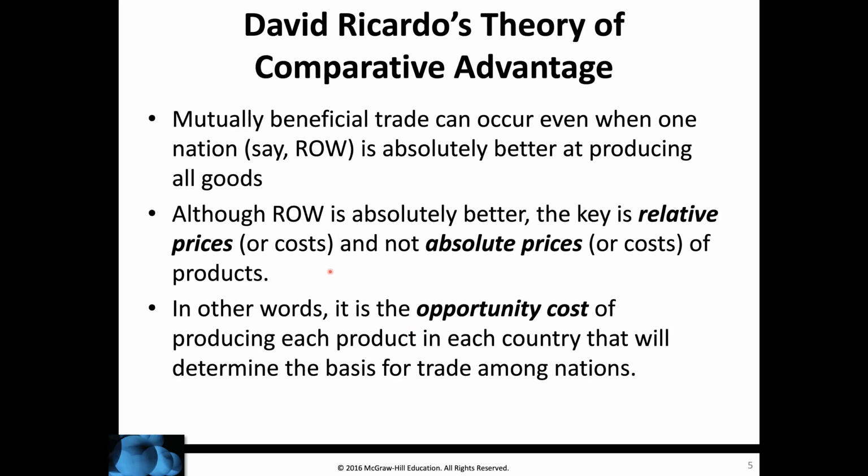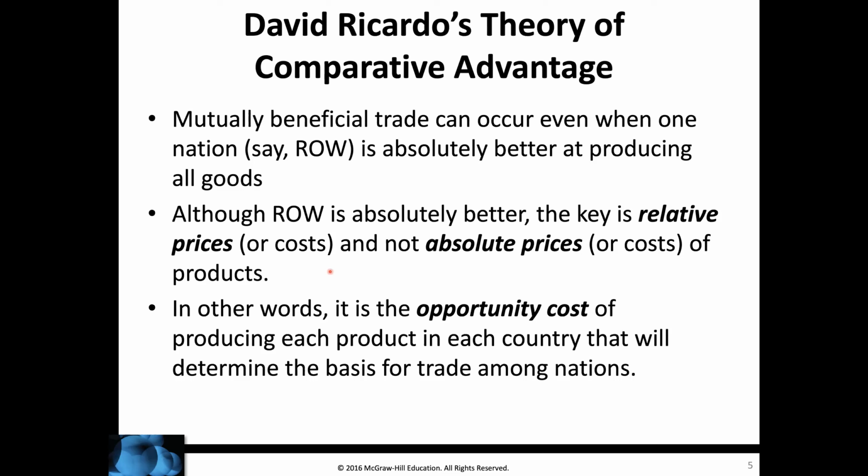Following on from Adam Smith's theory of absolute advantage is David Ricardo's theory of comparative advantage. David Ricardo was an English economist, a bit younger, who came at the end of the 1700s. His theory was that mutually beneficial trade can occur even when one nation, say the rest of the world, is absolutely better at producing all goods.